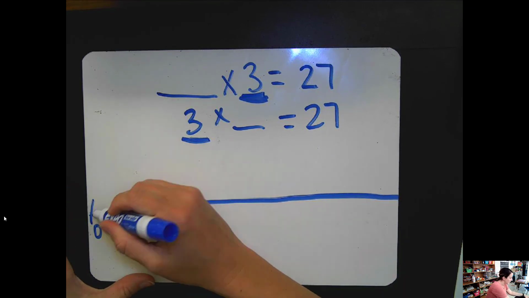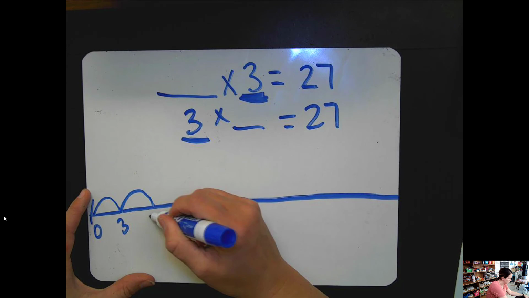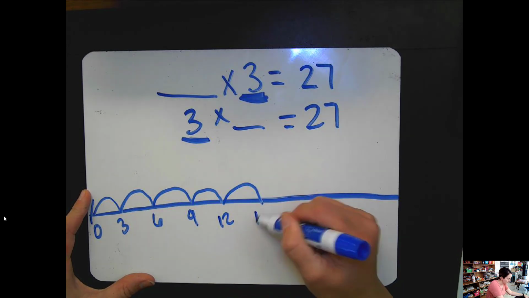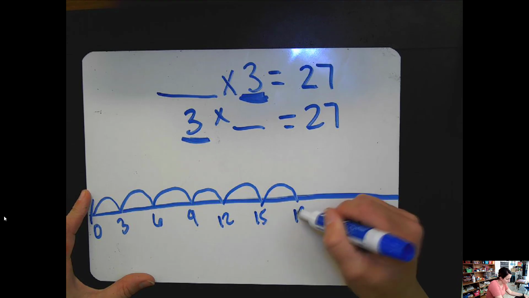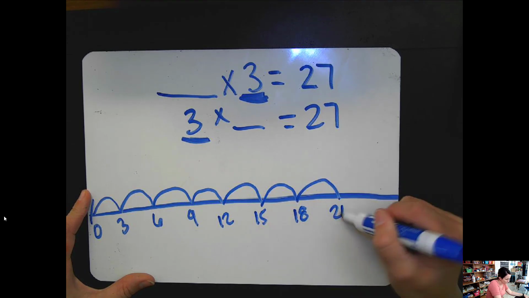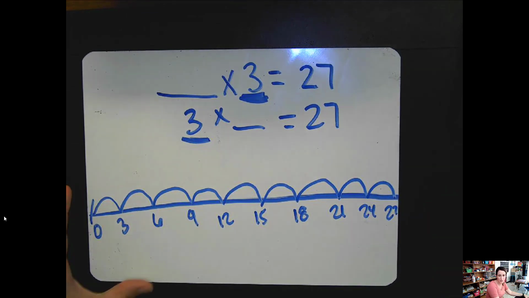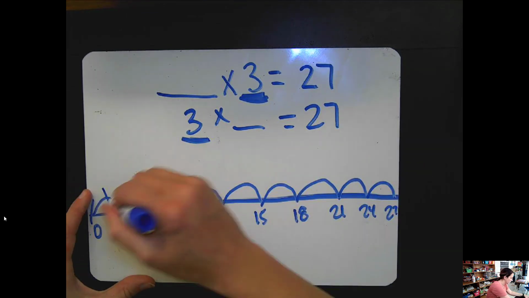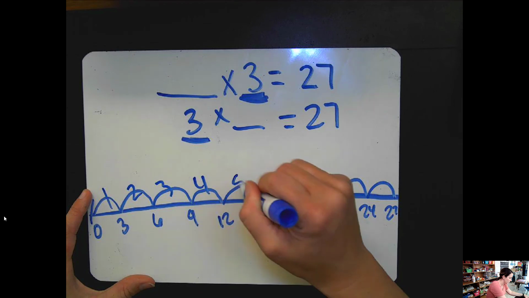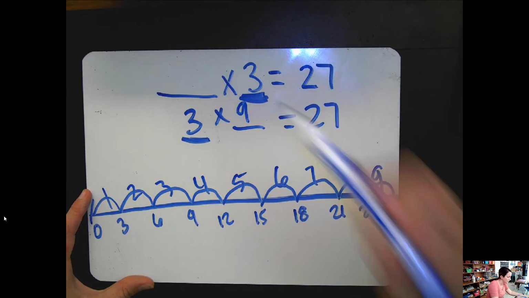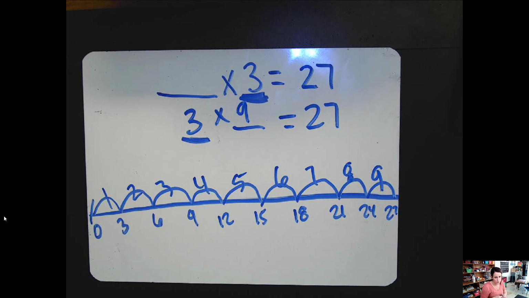All right, welcome back. So we have 3, 6, 9, 12, 15, 18, 21, 24, 27. Now I have to count up how many times I skip counted. 1, 2, 3, 4, 5, 6, 7, 8, 9. So 3 times 9 equals 27.